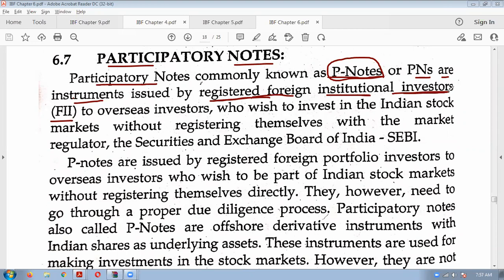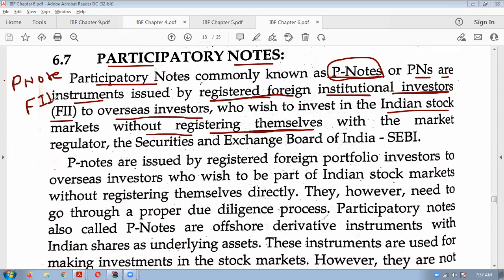To whom will they issue? To overseas investors, those investors who are willing to invest in the Indian stock market, but at the same time they don't want to register themselves. They don't want to disclose their identity. So such investors will invest in P notes. Understand, P notes are issued by foreign institutional investors.